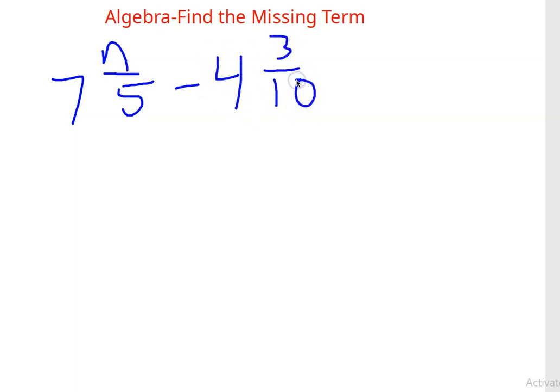So let's go ahead and do a problem here. 7 and n over 5 minus 4 and 3/10 equals 3 and 3/10.